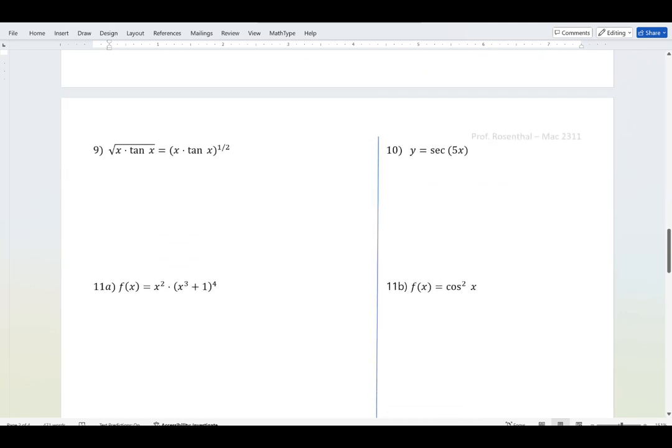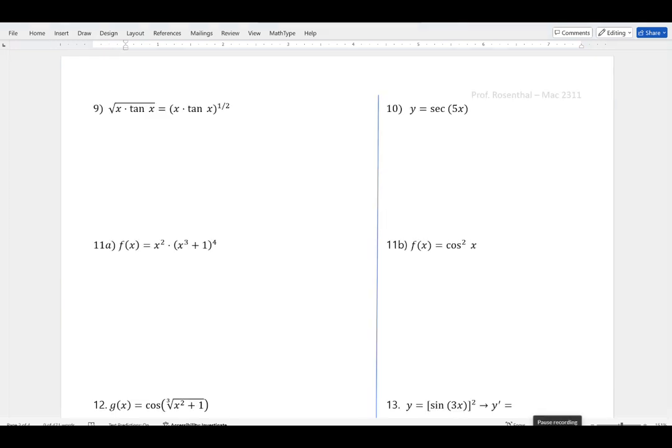Okay, I'd like for you to think about question number 9. See how you would go about doing that one, and in a moment we're going to discuss it together. So for number 9, again, we have an outside function, which is a square root function. So we have the square root of x times tangent x, which can be written as x times tangent x to the 1/2 power. So once again, we see clearly the outside function is the power function, to the power of 1/2. But on the inside, we have a product.